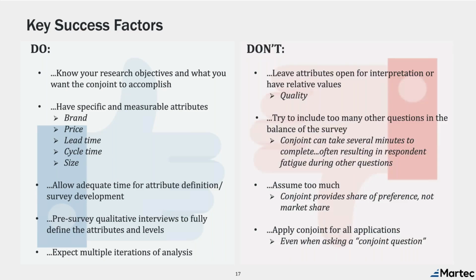For your don'ts, when you're doing a conjoint, you don't want to leave attributes open for interpretation or have attributes with relative values. The most common one here is folks want to have some measure of quality, and quality in and of itself is not a good attribute. High quality, low quality, it's very difficult to get a specific measurable quality metric. It would be something other than quality.